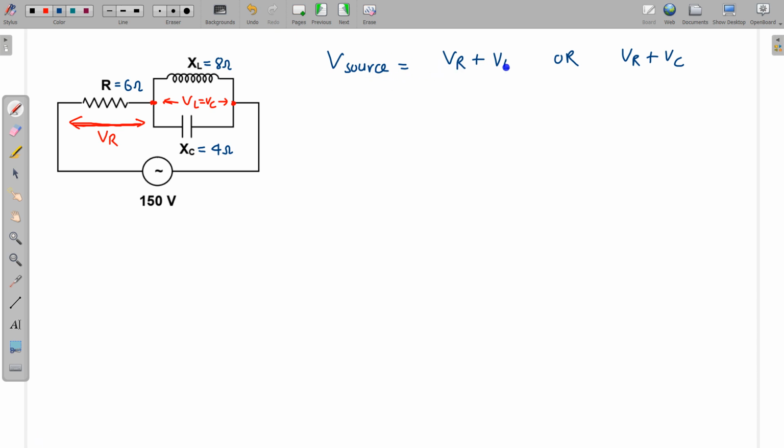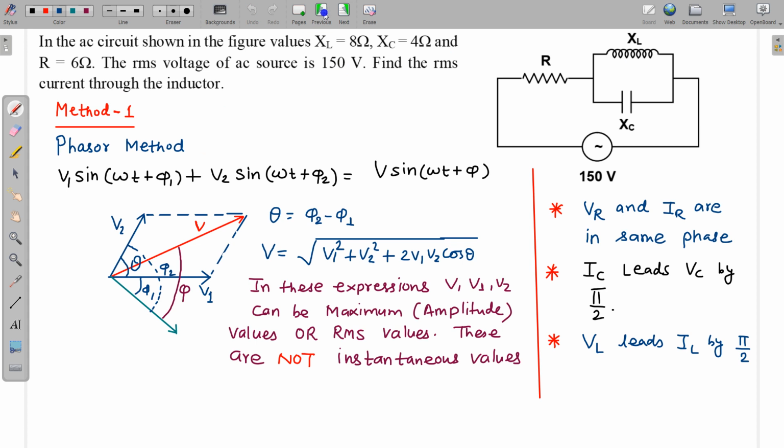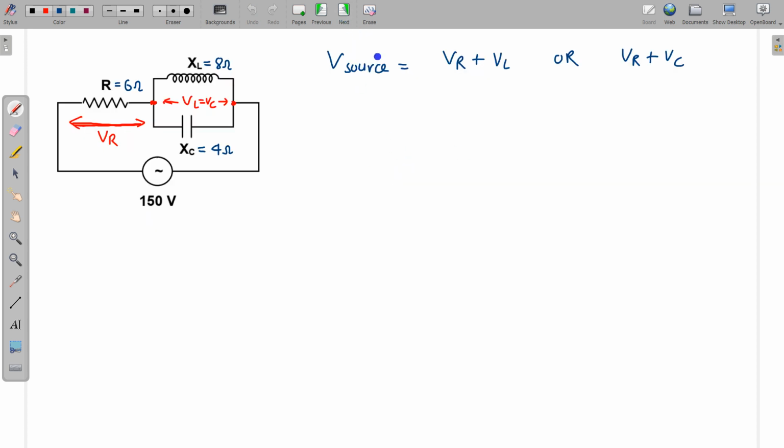V source is equal to VR plus VL, and this is a similar equation like this. This is some function plus this is some function, and it is resulting in this function. Now it will be some function of sine omega t plus phi 1, phi 2, etc., and it is some function of sine omega t plus phi 1, phi 2, etc. So these two will result in this function, which is equal to V source.